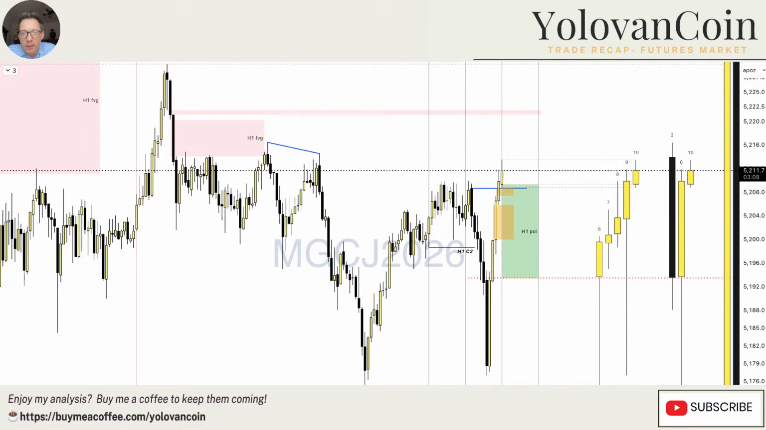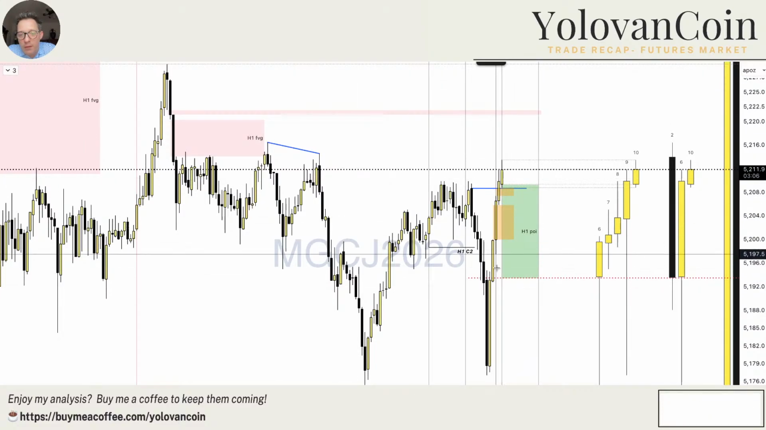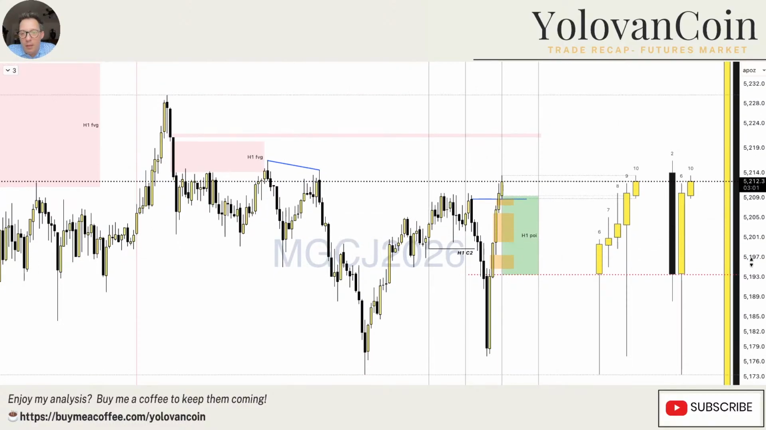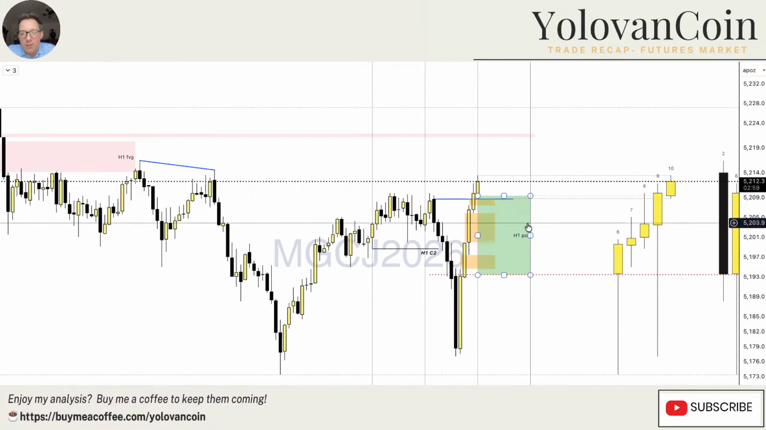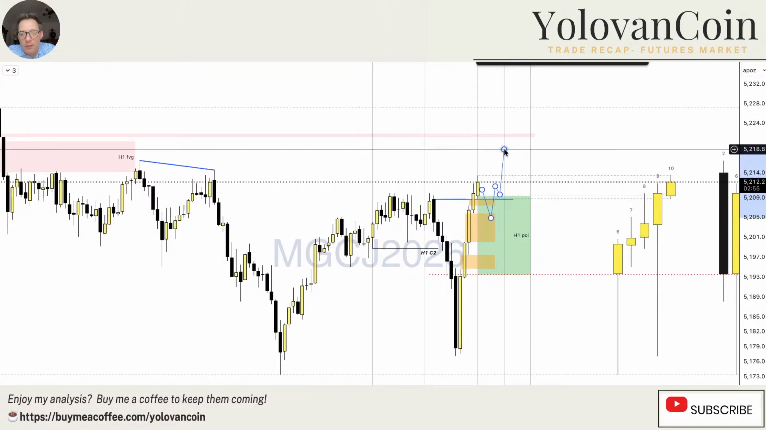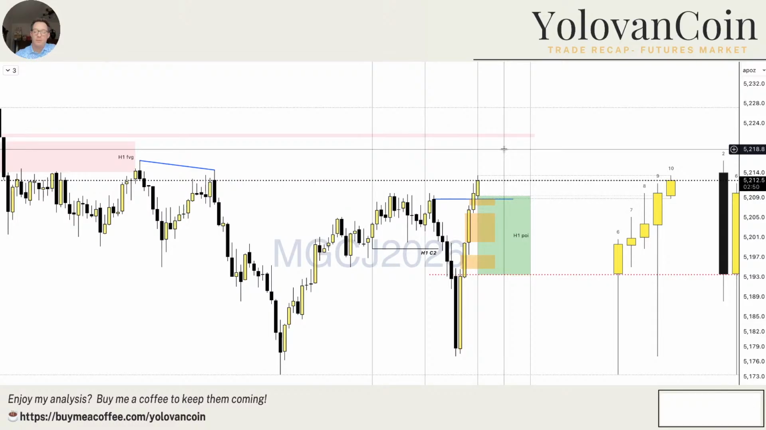So we go, it seems like we're gonna have 3 fair value gaps here. Ideally I want to see a small wick, so I want to see something like this, because I don't want to have a big stop loss.